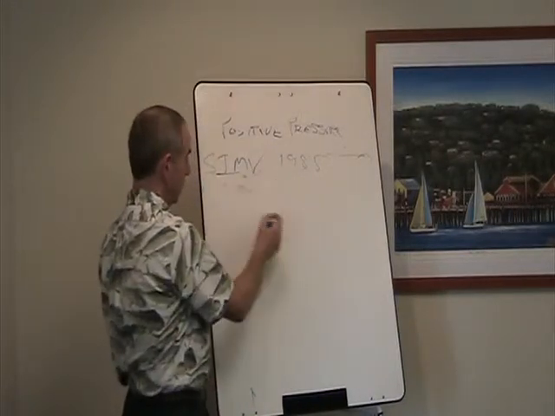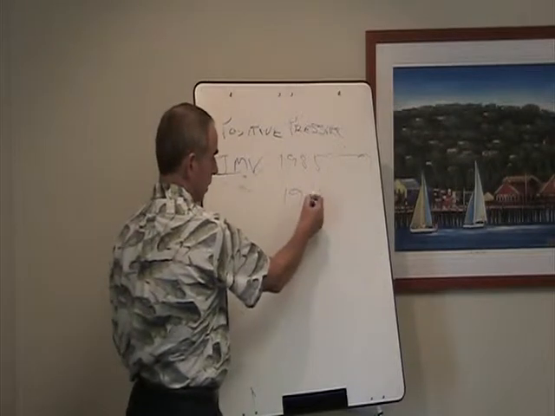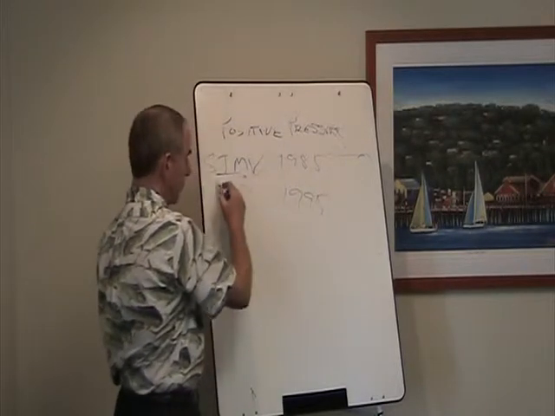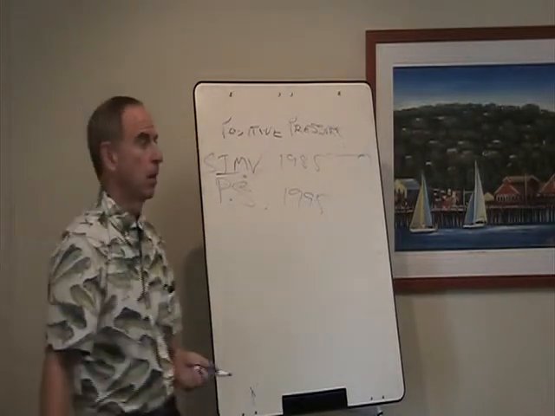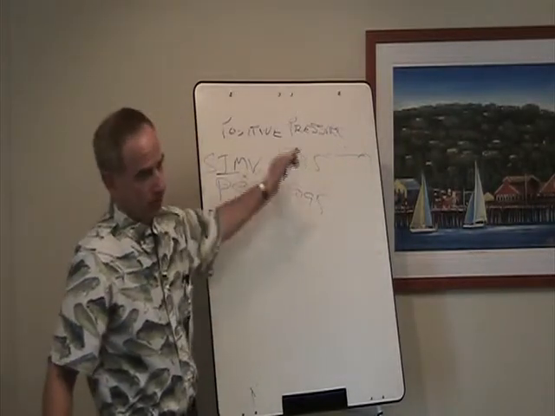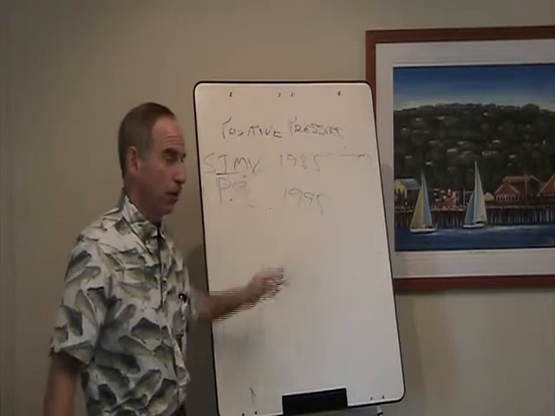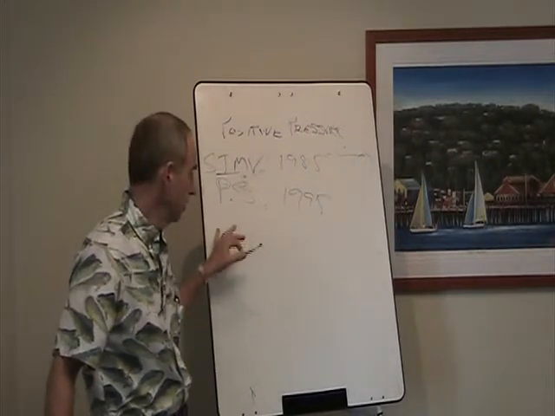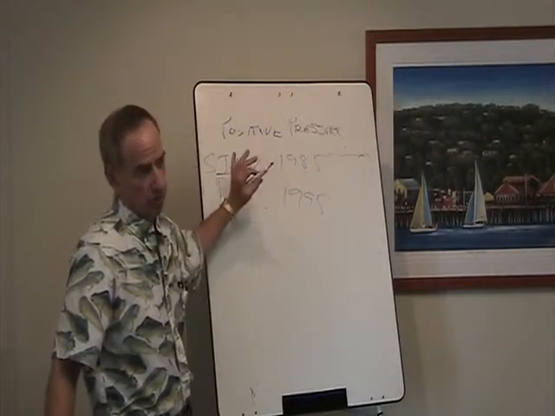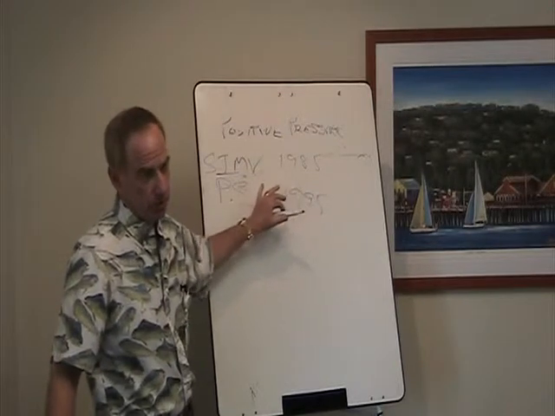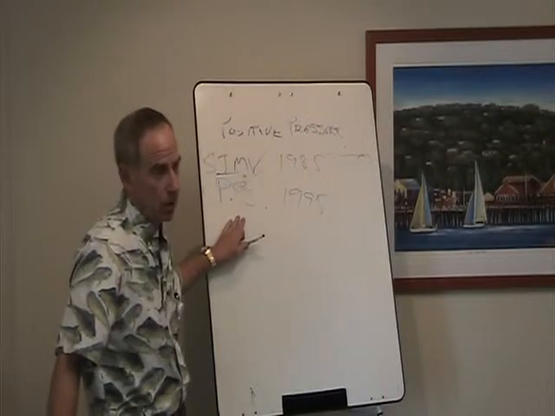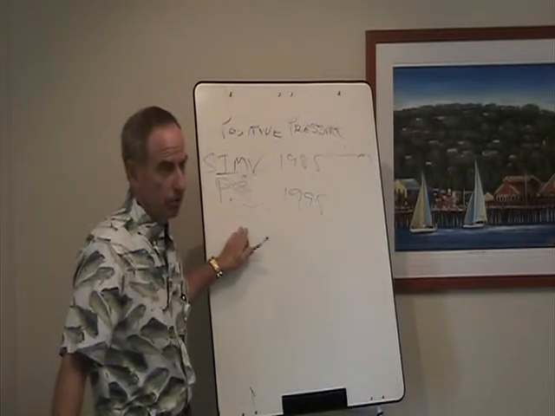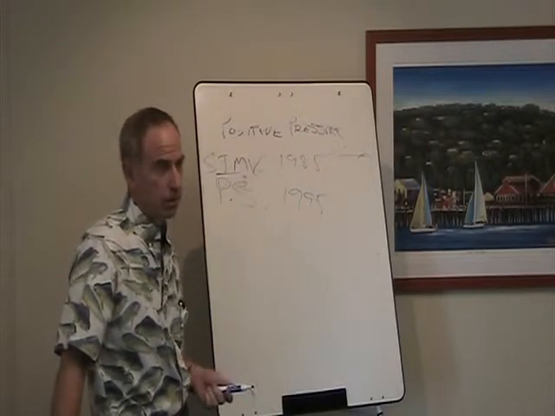SIMV came in 1985, and this was around 1995 now. The next mode was pressure support. Okay. Now there were other modes being developed along the line. I'm not saying these are the only things, but in terms of major types of ventilation that we're still using today, this was the next major thing, pressure support. So what is pressure support, and why was it developed?